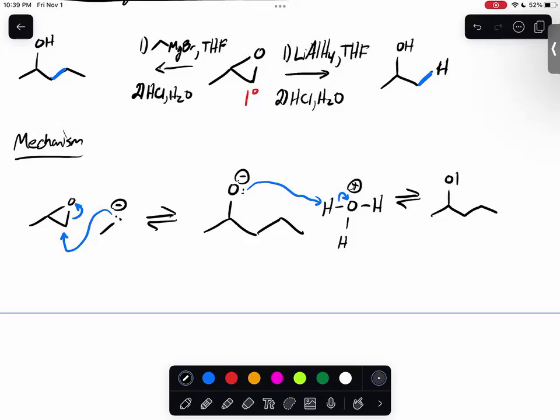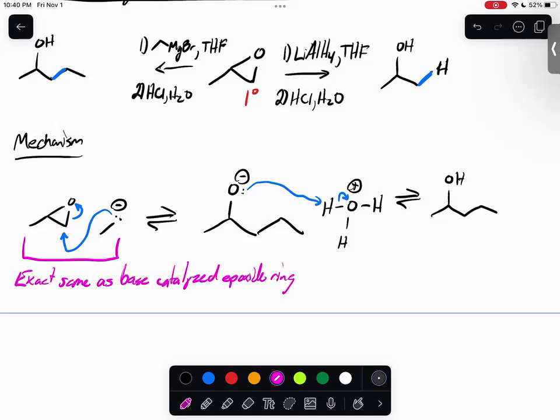All right. So this first step here is exactly the same as base catalyzed epoxide ring openings. So it does SN2 on the least substituted side.